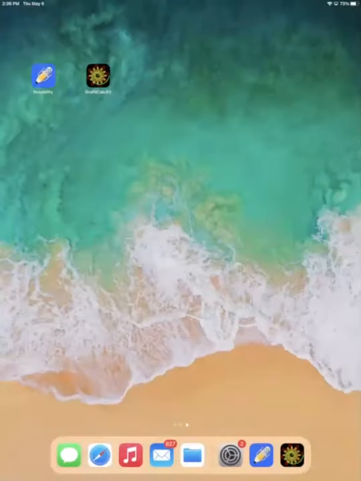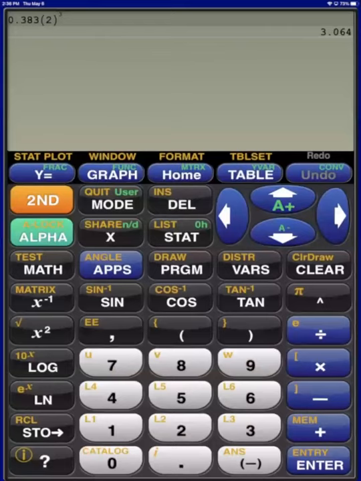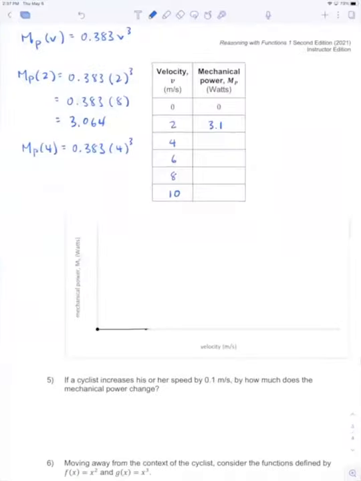Back to the calculator, and I'm just going to hit second entry, and then go back and make the 2 a 4. And I get about 24.512. And rounding, 24.5. Now I work these out ahead of time.